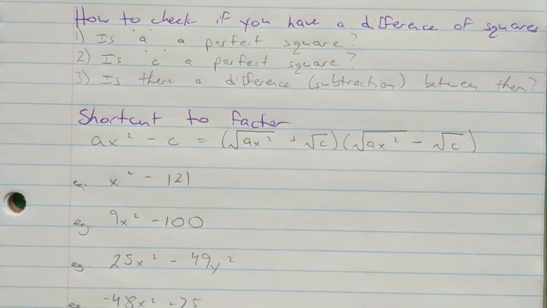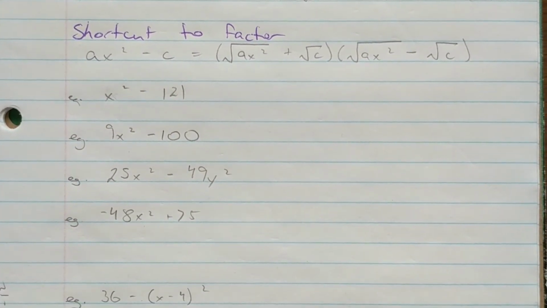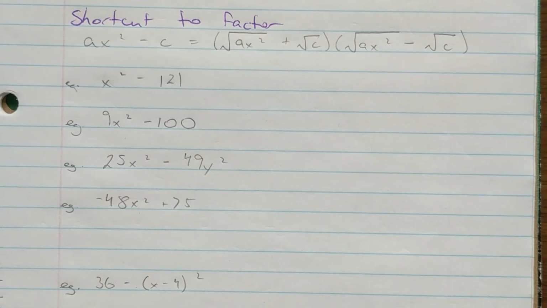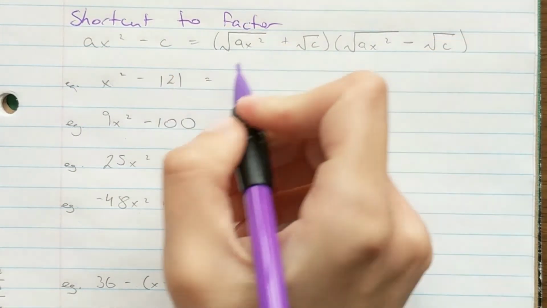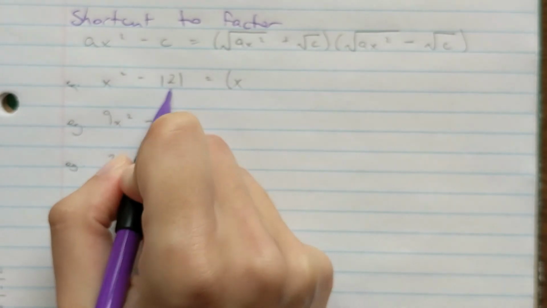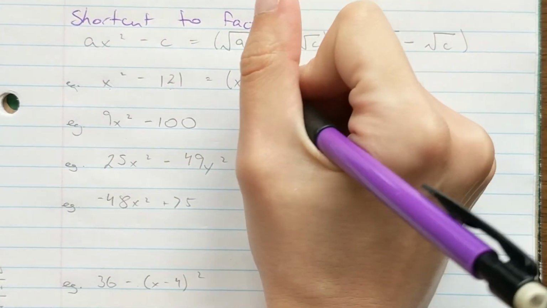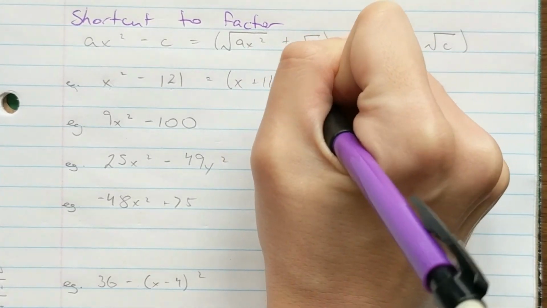Let's take a look at some examples here. First one, x squared minus 121. We take the square root of our first term, which is x, and the square root of our c term, which is 121, that's 11. So I'm going to do x plus 11, x minus 11.